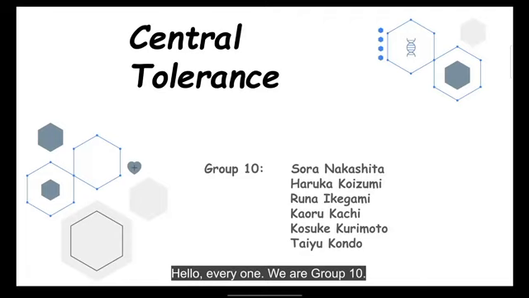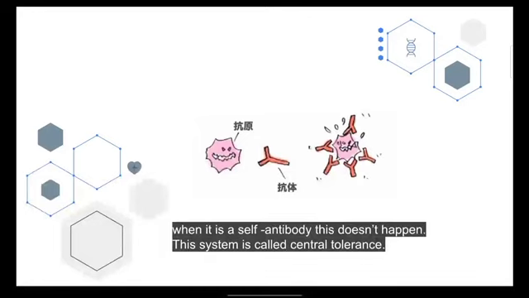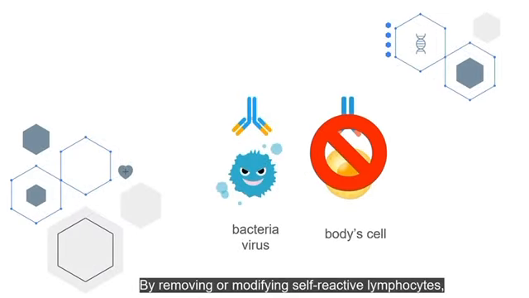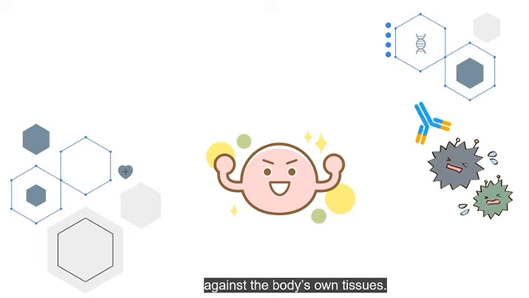Today we're going to talk about central tolerance. So in first place, what is central tolerance? Normally, when there is an antigen and an antibody, those two react. However, when it is a self-antibody, this does not happen. This system is called central tolerance. By removing or modifying self-reactive lymphocytes, the immune system avoids inappropriate immune responses against the body's own tissues.